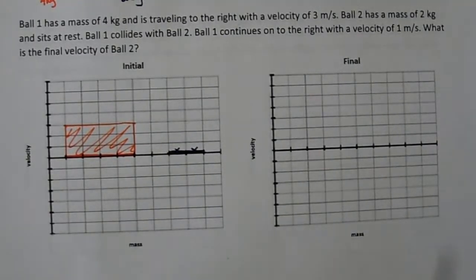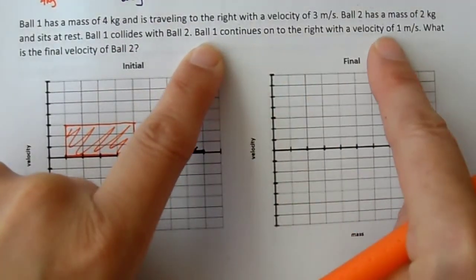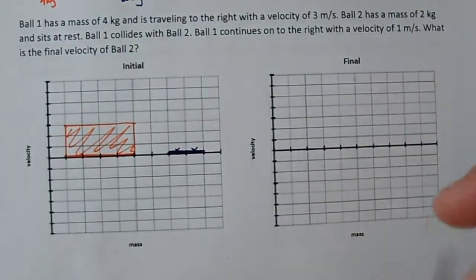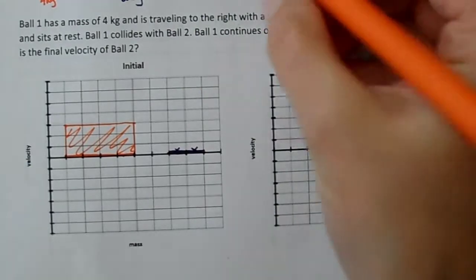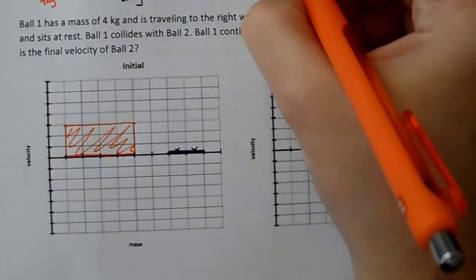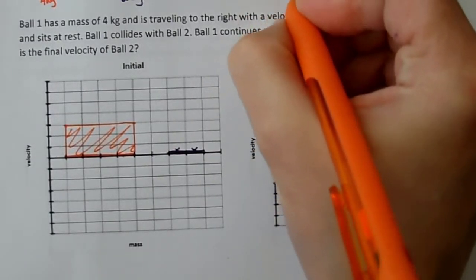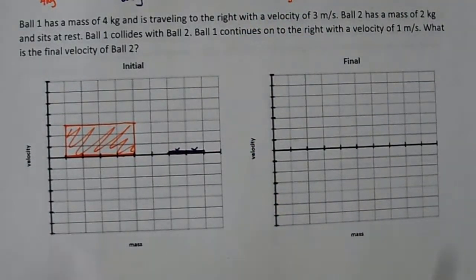Now what else do we know? After they collide, ball 1 continues to the right with a velocity of 1 meter per second. So over here we have ball 1. He's slowed down a little bit and he's going 1 meter per second. His mass is still 4 kilograms. So we don't lose any or gain any mass.